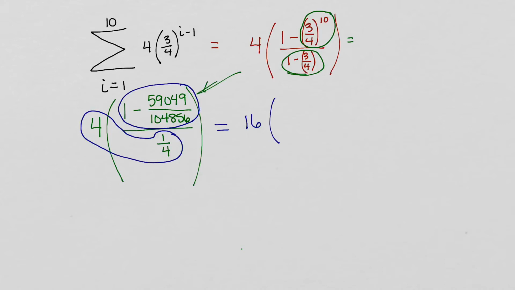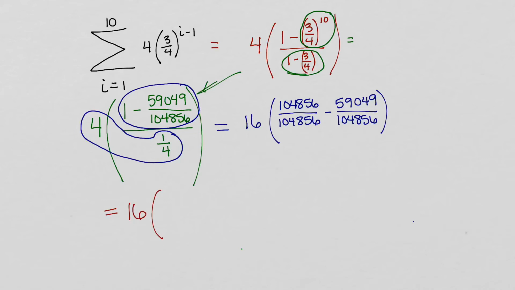And when I am adding and subtracting fractions, they have to have the same denominator. So I need that 1 to have the denominator of 104,856. So it's going to be 104,856 over 104,856. That's the same thing as saying 1. And then it's still minus the 59,000 over 104,856. Okay. Then you just do that subtraction. That'll be the next step, still have the 16 on the outside.